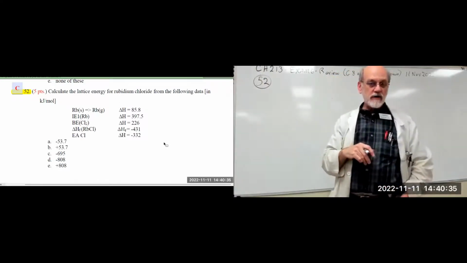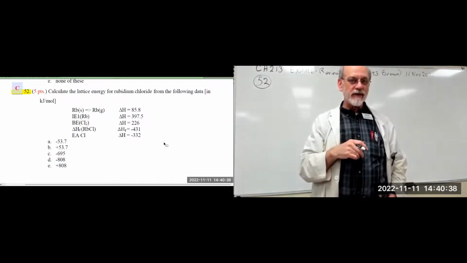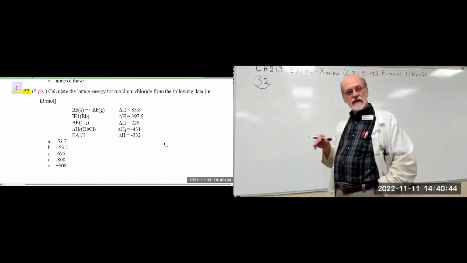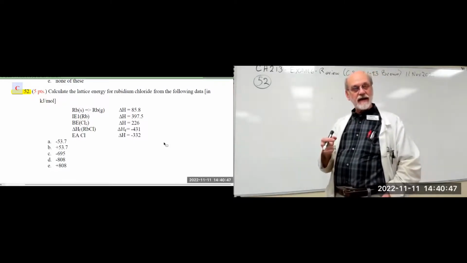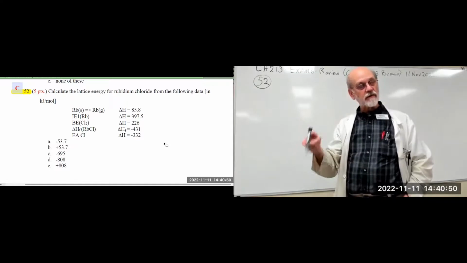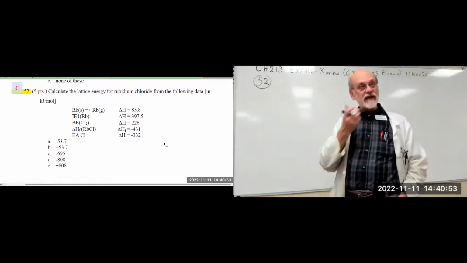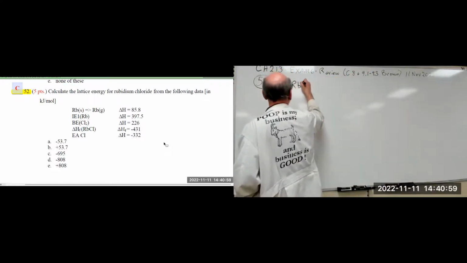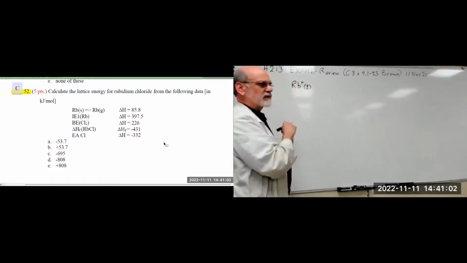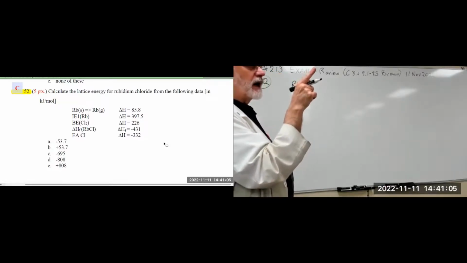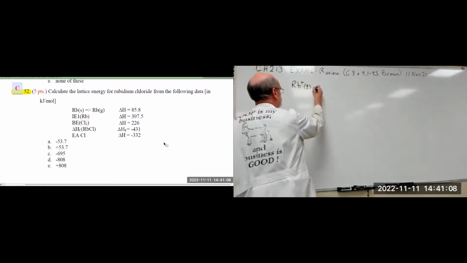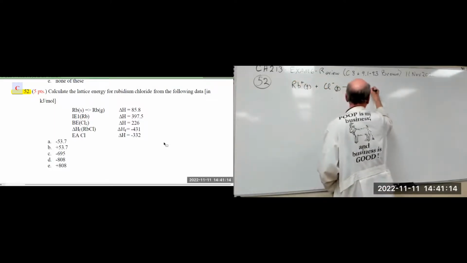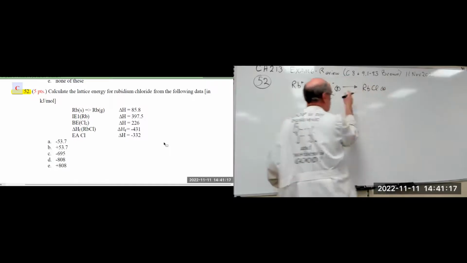All right, our target equation: calculate the lattice energy for rubidium chloride. So you have to know how to write the lattice energy equation. The lattice energy takes the gaseous ion of the cation plus the gaseous ion of the anion and makes the solid out of them. So for rubidium chloride, we have Rb+ gas. Let's check it: rubidium, yes, it's an alkali metal, has a 1+ charge. Plus the chloride, and that yields rubidium chloride solid. That's our target equation.